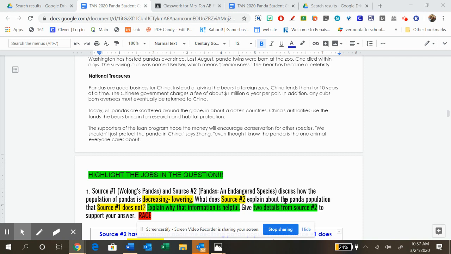So I needed to find 2 things in source 2 that are not in source 1, and then tell why that's helpful information. So I'm using my RACE, but it's kind of expanded because for every piece of evidence, I need an explanation. So it will look like restate answer, evidence, explain, evidence, explain. That's how it's going to kind of come about.